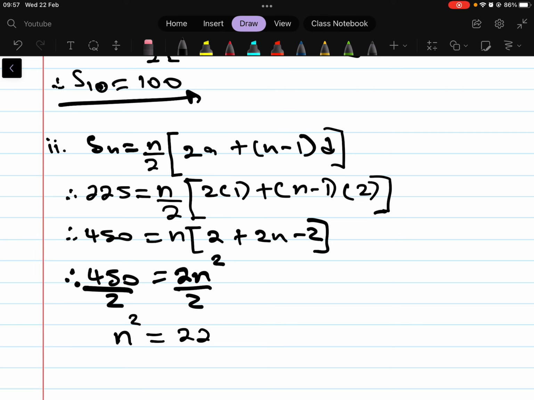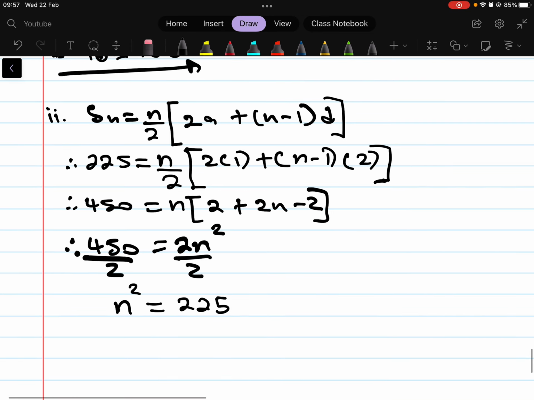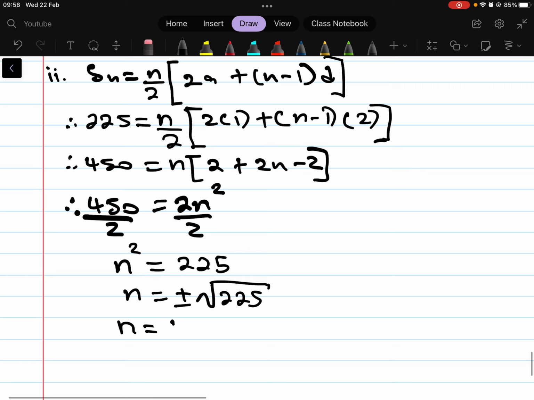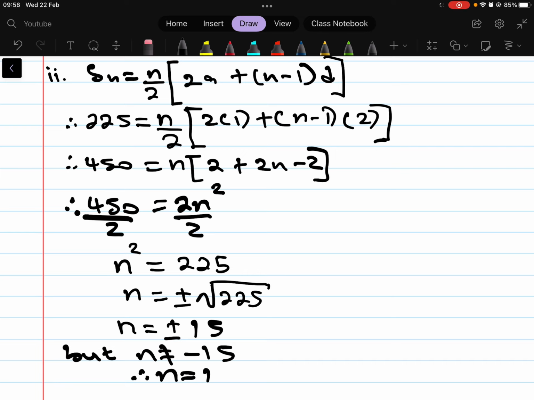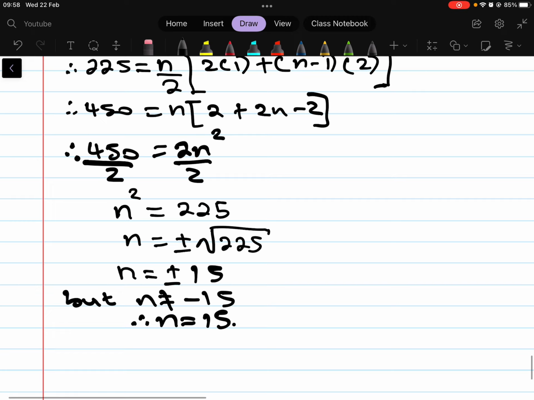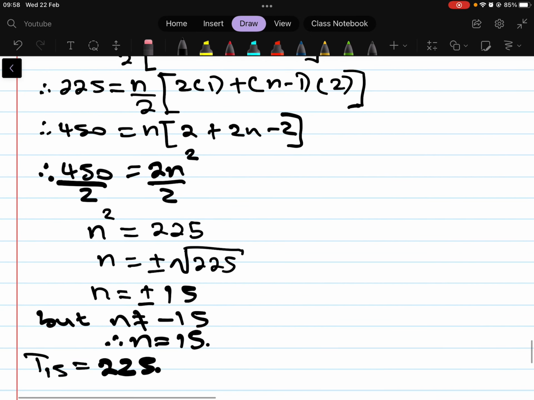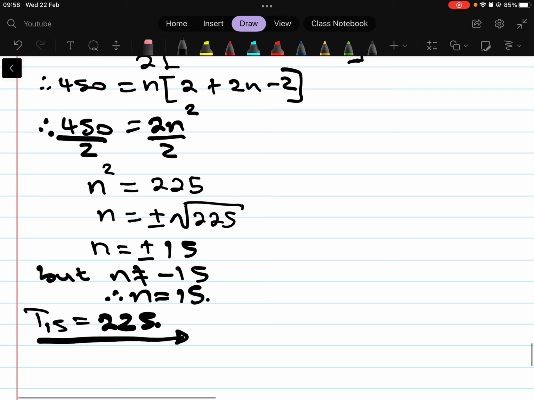That's back to 225. So now to solve for n, you just say n equals plus or minus the square root of 225, right? However, remember that n cannot be negative, so your value of n will basically be plus or minus 15, but n cannot be negative. Therefore, n equals the positive 15. So now you know that term number 15 of the series is actually equal to 225. Then you are done answering the question. You can get all your marks.